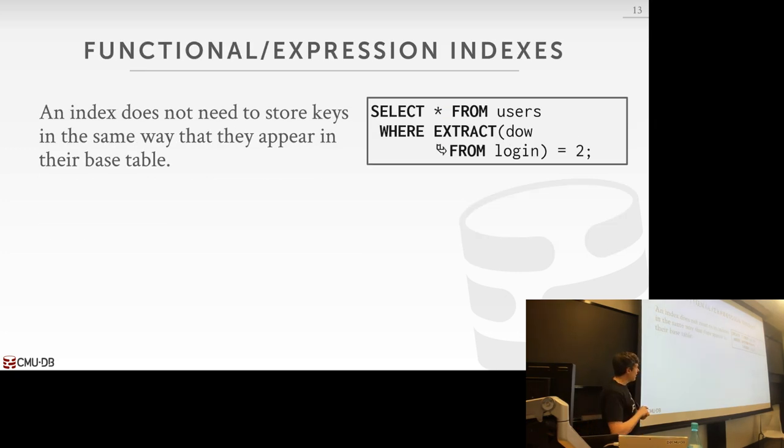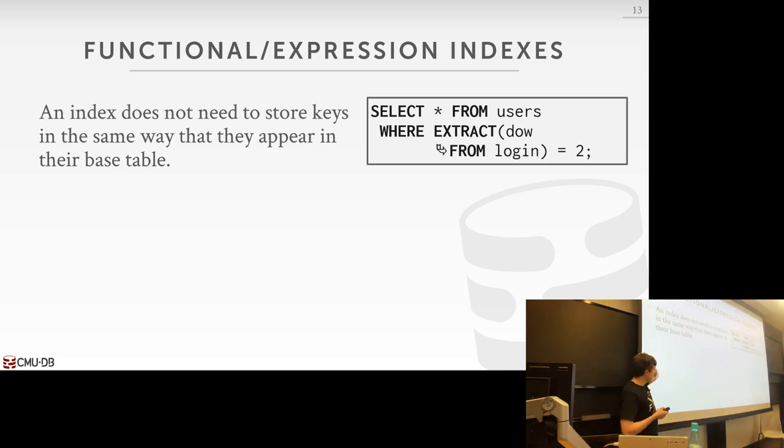The last kind of index I want to talk about are functional expression indexes. So again, everything we've shown so far, anytime we declare an index, we're always creating an exact copy of the key that's in the tuple and putting that in our index. But there may be some queries out there where we don't actually want to do a lookup on the exact value of a key. We want to do a lookup on some value that we derive from the key.